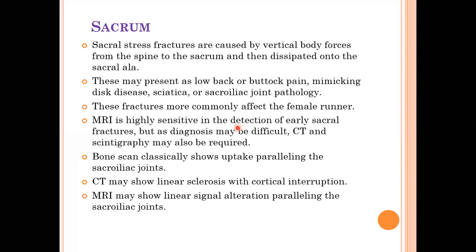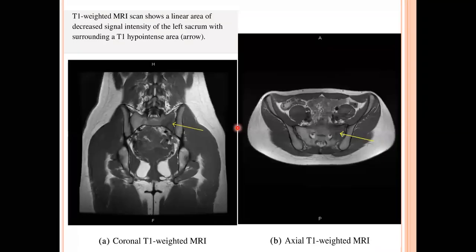MRI may show linear signal alteration parallel to the sacroiliac joint. This is a case of coronal and axial T1 MRI showing a linear area of decreased signal intensity in the left sacrum surrounded by low signal bone marrow edema.